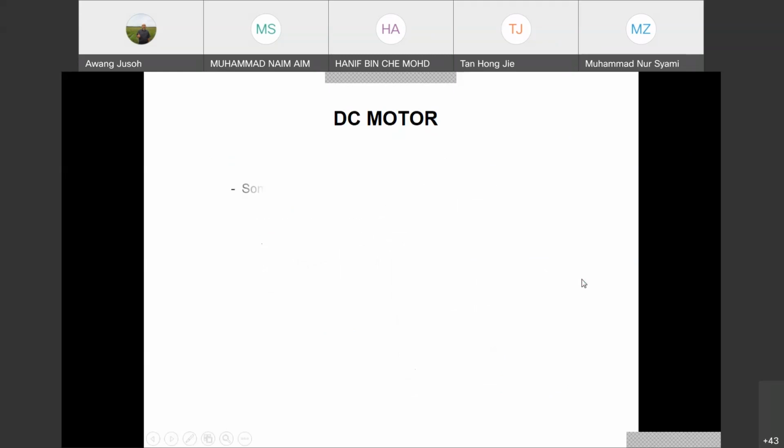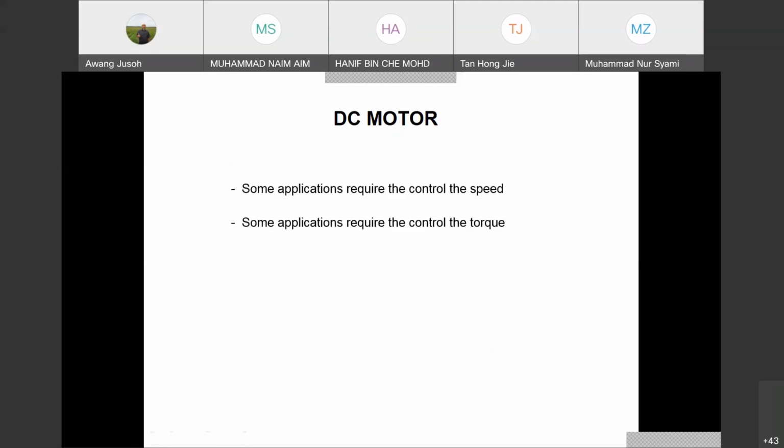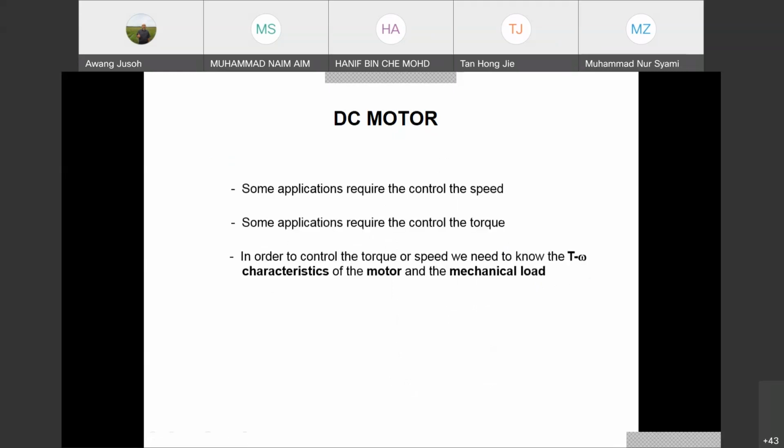For the DC motor, some applications require speed control. Some applications require torque control, depending on the application. Some applications we need to control the speed, so we need a variable speed drive, and in other applications we need to control the torque. It depends on what kind of application. In order to control the torque or speed of the motor, we need to know the torque speed profile.